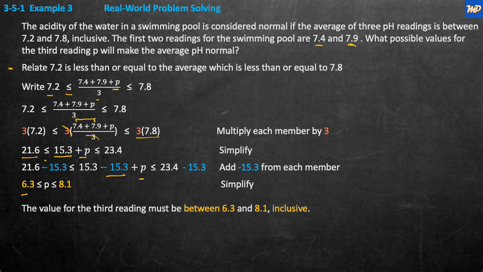And p is what our reading has to be, less than 8.1. So if we pull a reading that's 6.3 to 8.1, it's going to make our average correct for the ratio of 7.2 to 7.8. And that's it. The value of the third reading must be between 6.3 and 8.1. And then they use the word inclusive. When they said between 6.3 and 8.1, that implies the circle. And then inclusive says, no, we want to include those numbers. So that turns that circle into a dot on the number line.